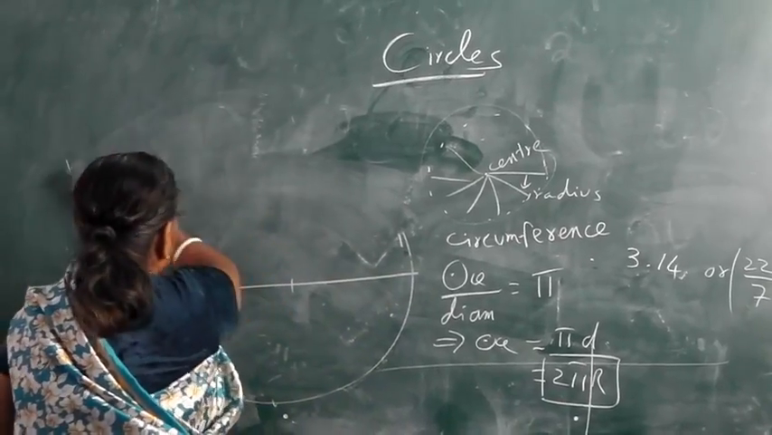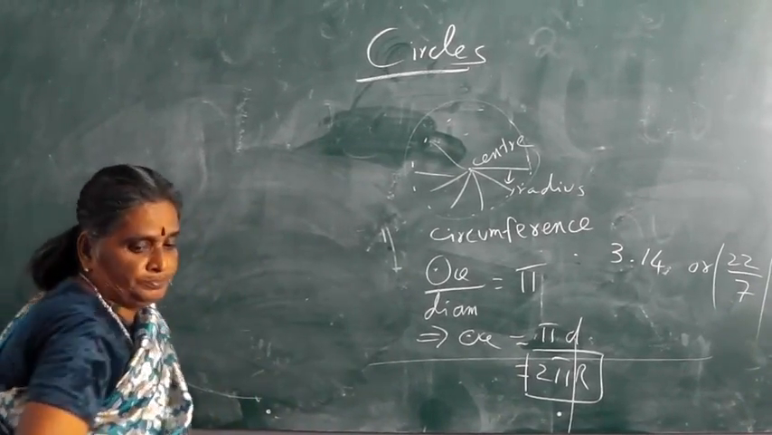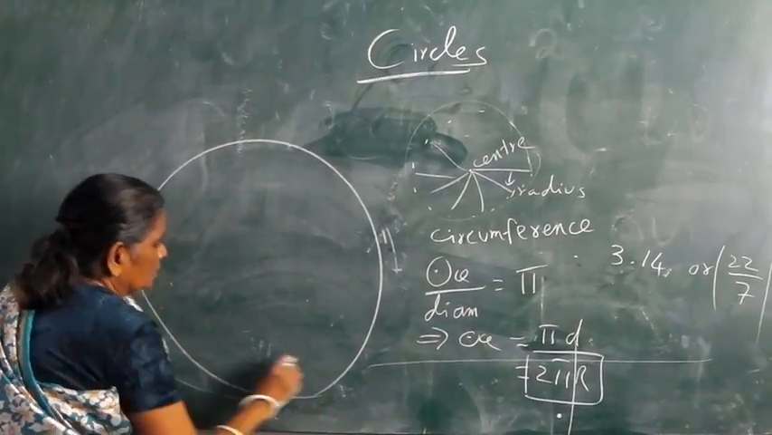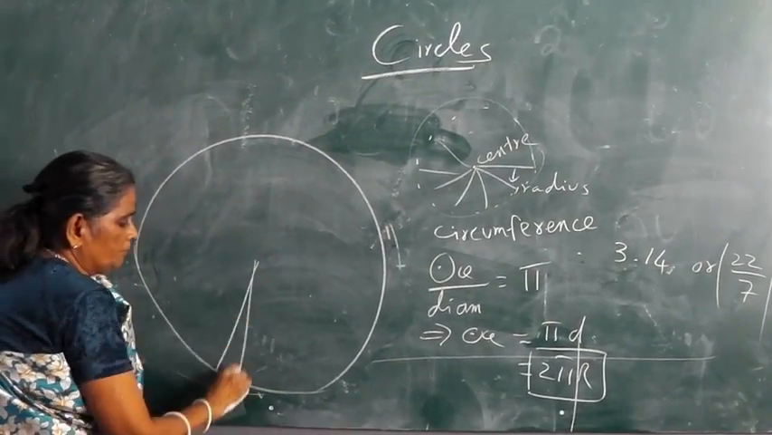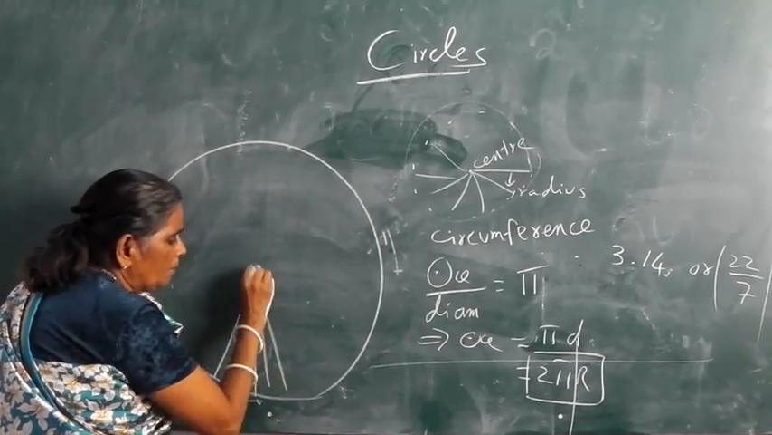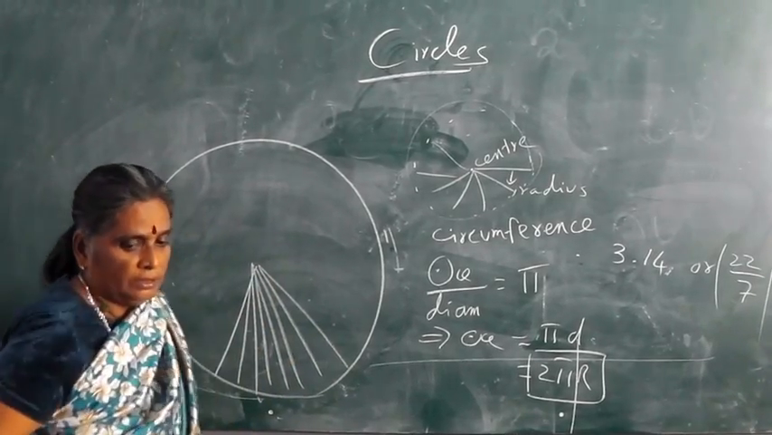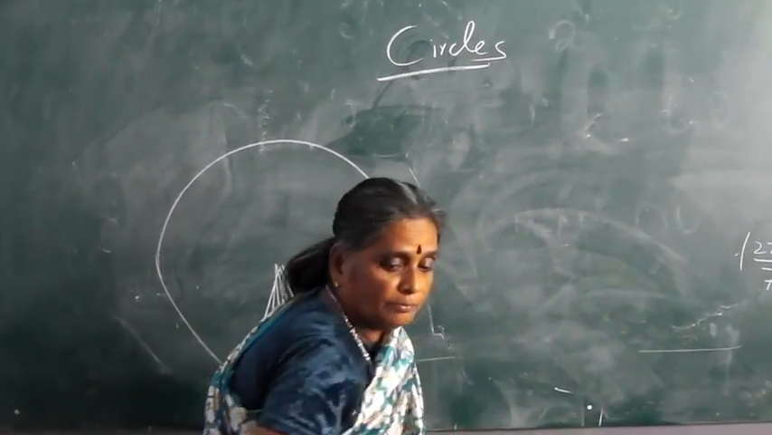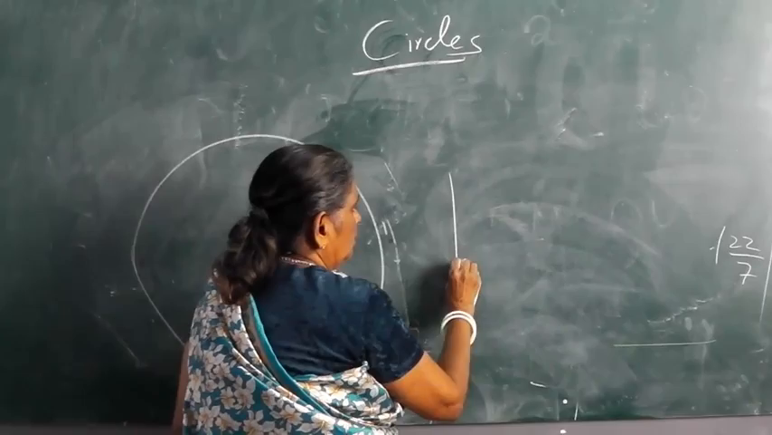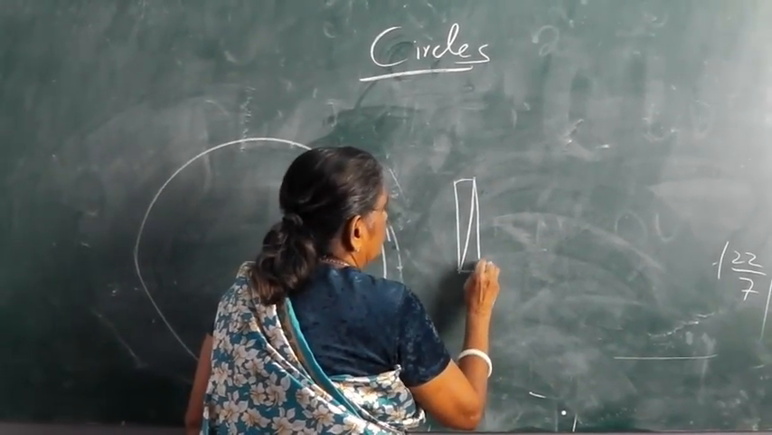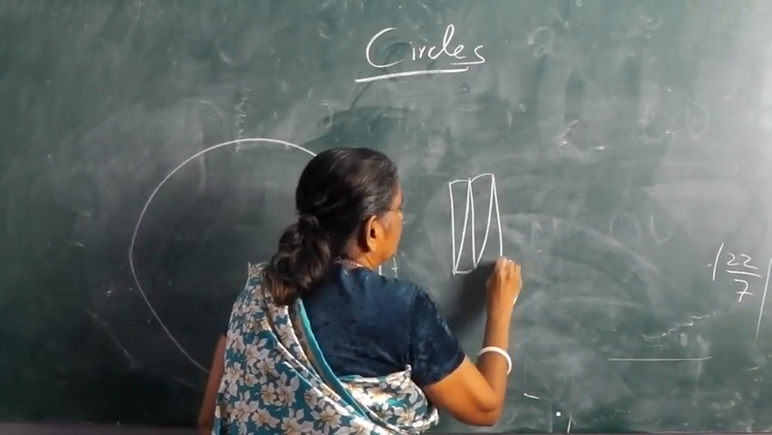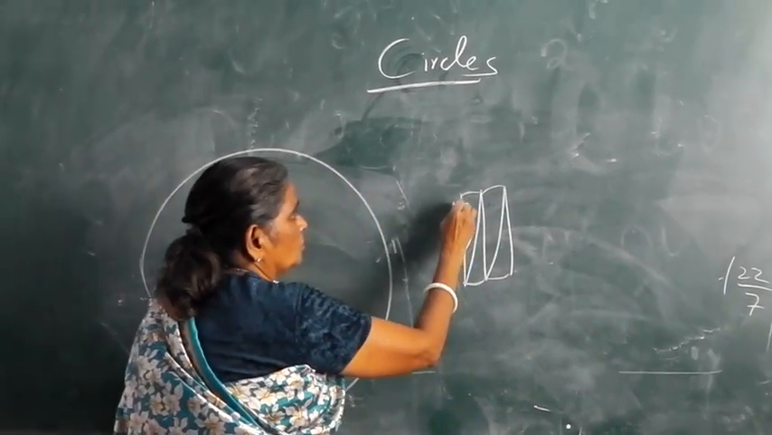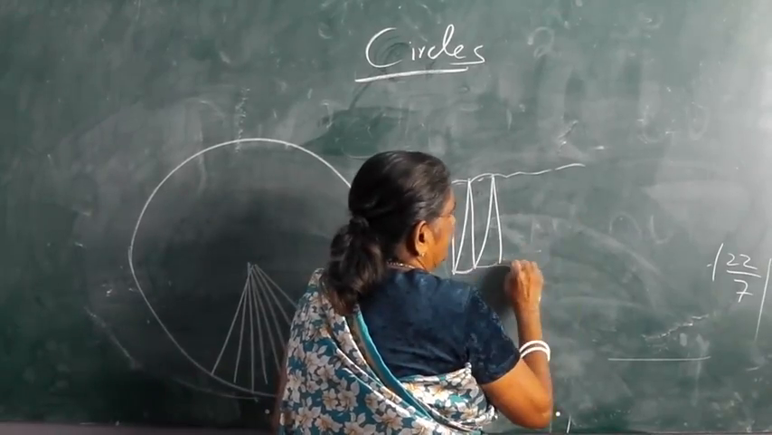Now, I talk about the area. This is the circle. Now I am cutting it into an infinite number of sectors. After cutting into infinite sectors, I am rearranging these sectors in the form of a rectangle. Since infinite sectors are there, these curvatures all will be negligible. So it gives rise to a rectangle.